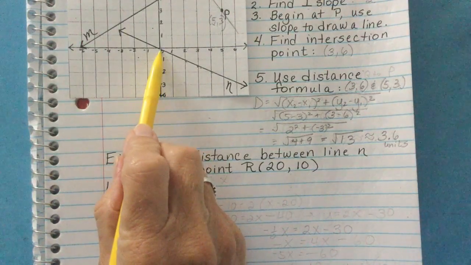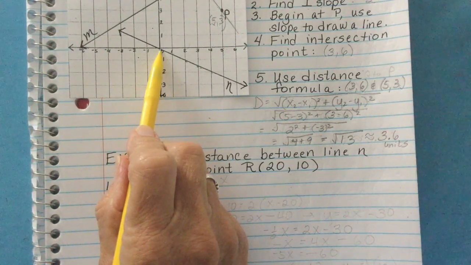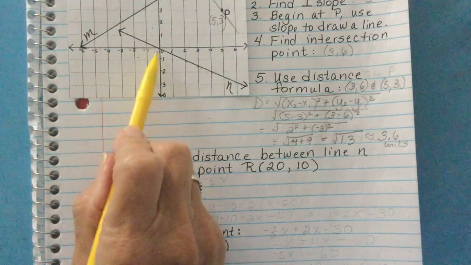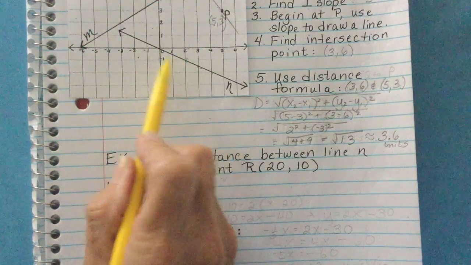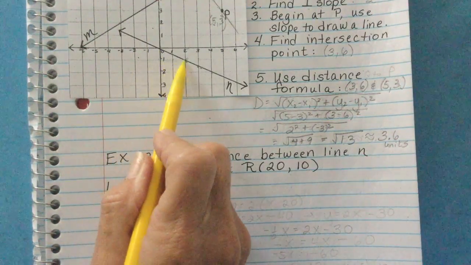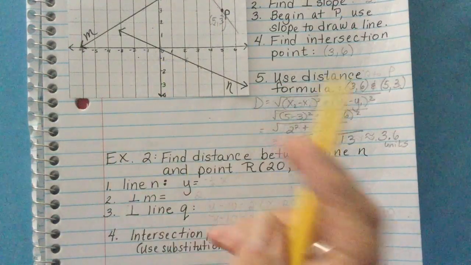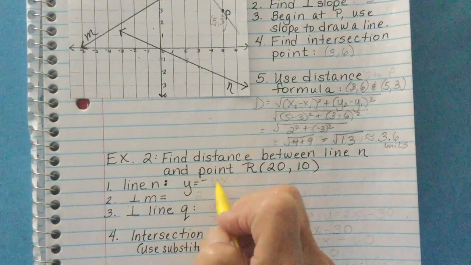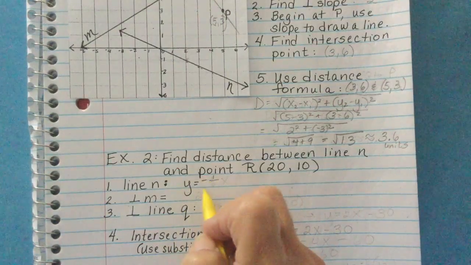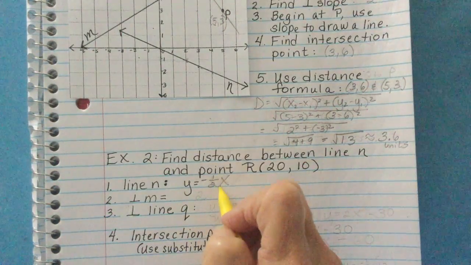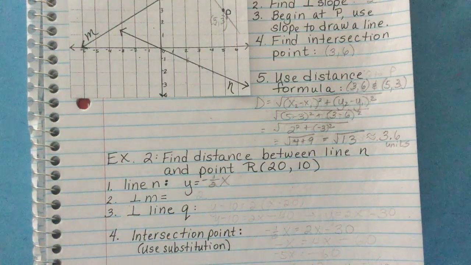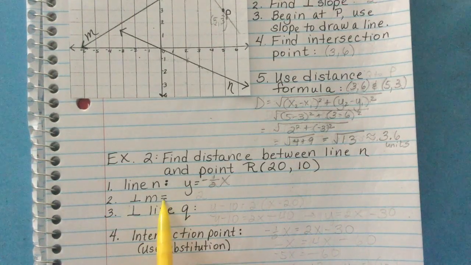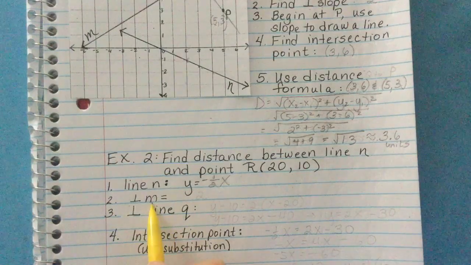As you can see, its y-intercept is 0, and the slope from here to here is down 1 and over 2, so it's negative 1/2. So the equation of this line is y equals negative 1/2 x plus 0, but you don't write the 0. Okay, now we need a line that's going to be perpendicular to that.